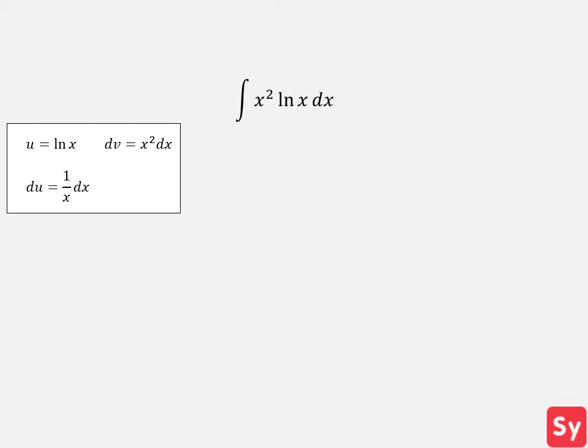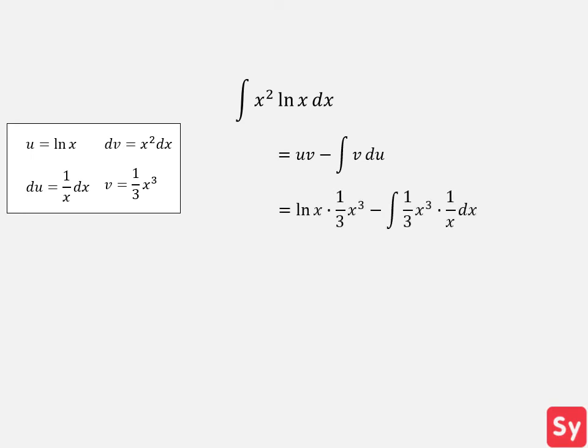Now we take the derivative of u, which is 1 over x, and we take the integral of dv, which is 1/3 x cubed. Next, we refer to the integration by parts equation. We'll substitute in the values. Next, we'll simplify the equation, and we can see that this is a lot easier to solve now. So we take the integral of 1/3 x squared dx, and we finally get our answer, which is 1/3 times x cubed times ln of x minus 1/9 times x cubed plus c.